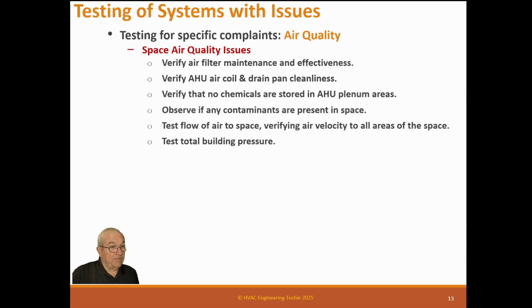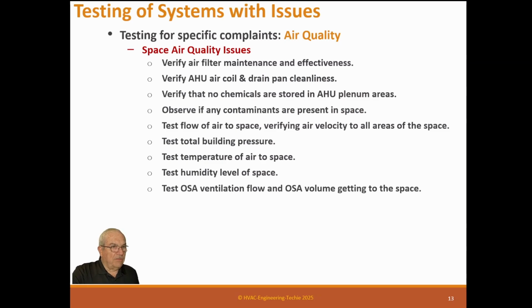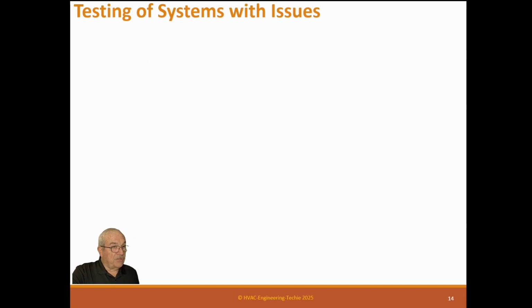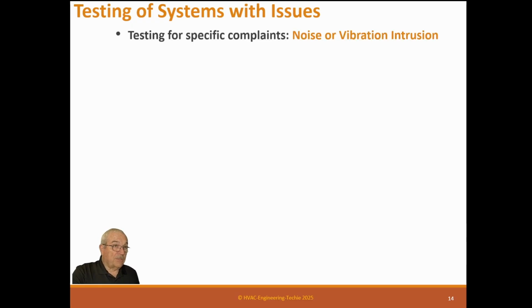It could be this part of the building is very leaky and the outside wind is forcing things from the outside into the space. So that's not good. Test temperature of the air in the space, test humidity levels, test the outside ventilation flow and outside air volume getting into the space. Verify the VAV box calibration. All of those things still can affect contaminants into space.